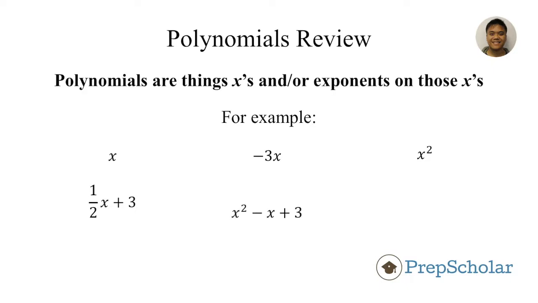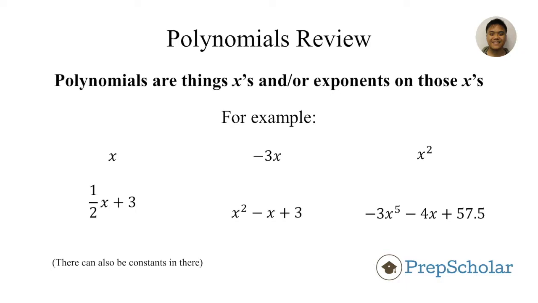X squared minus x plus 3 is a polynomial, and even something crazy like negative 3x to the 5th minus 4x plus 57.5 is a polynomial. Note there can also be constants in those polynomials, which is where the 3 and the 57.5 come from.